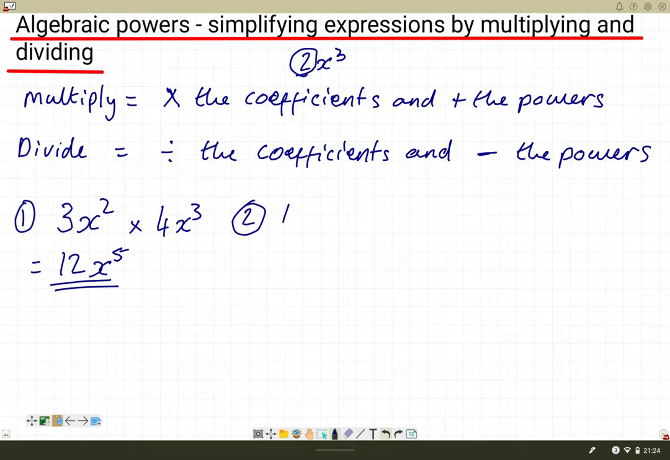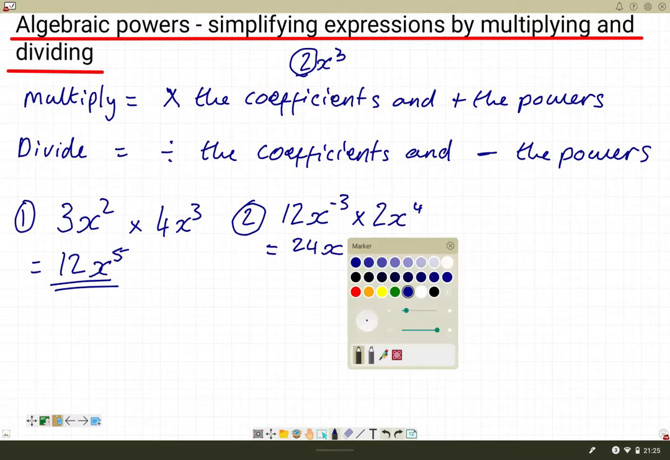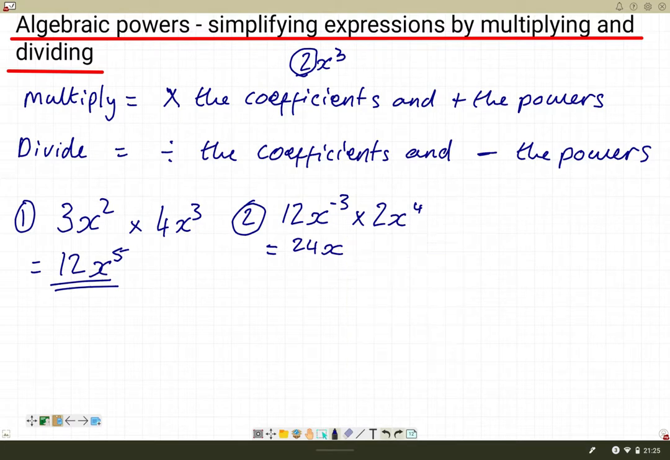All right, let's try another one. Let's say we have 12x to the power of minus 3 multiplied by 2x to the power of 4. So for this one, multiply the coefficients. 12 times 2, 24. X to the minus 3 times x to the power of 4. Add the powers. So minus 3 plus 4 gives me positive 1. Okay, so I can just leave my answer as 24x.